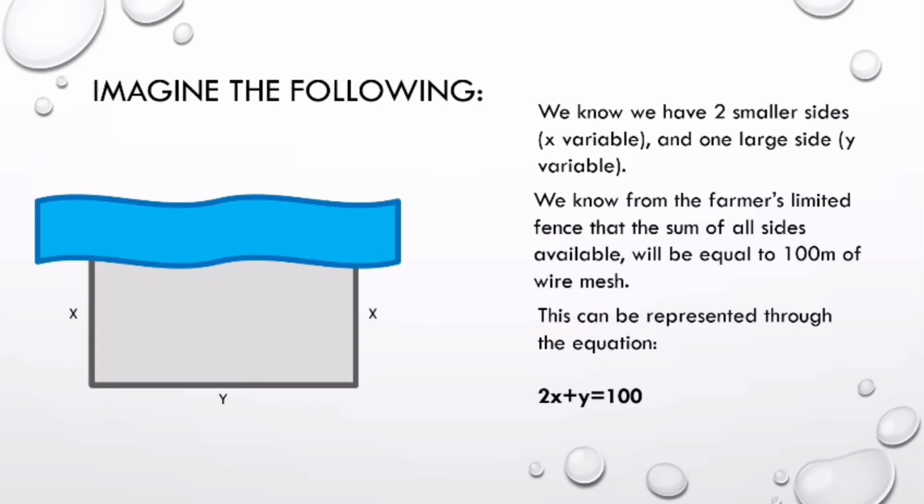We know we have two smaller sides, the x variable, and one large side, the y variable. We know from the farmer's limited fence that the sum of all sides available will be equal to 100 meters of wire mesh. This can be represented through the equation 2x plus y equals 100. Why is the other y not accounted for, you may ask? That is simple. It is said in the problem that it is not accounted for due to it being by the riverside.